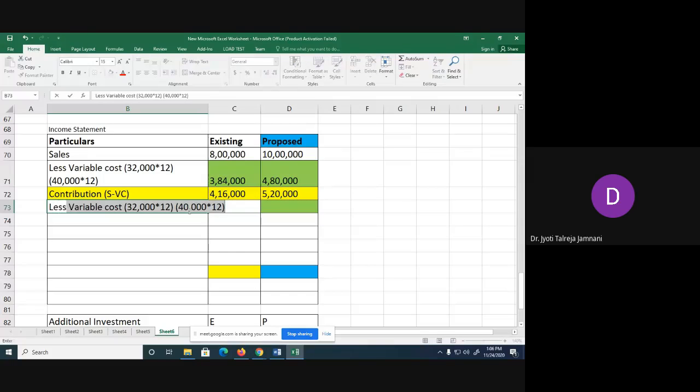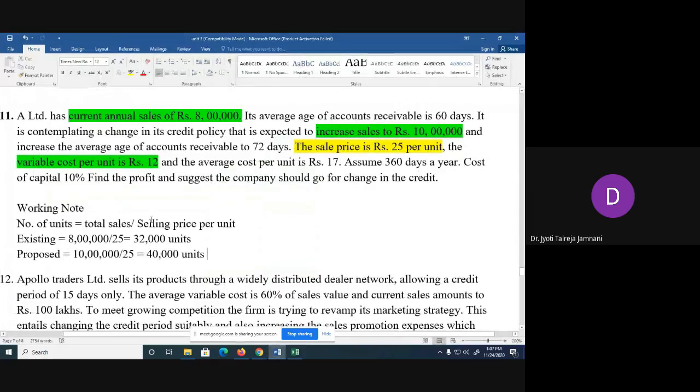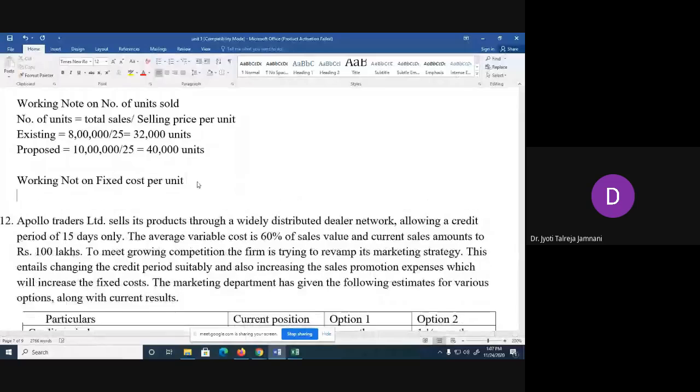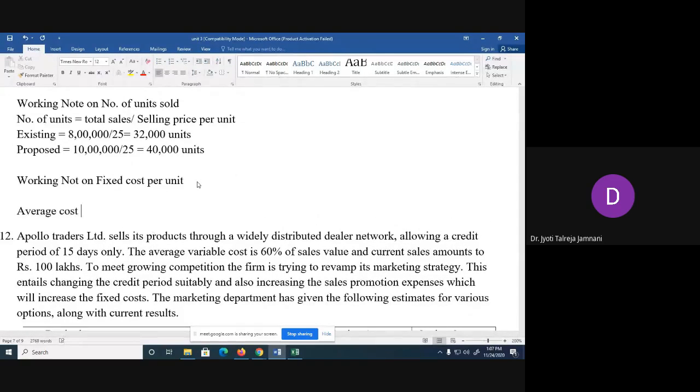From this we'll minus the fixed cost. See here, they have not given you the amount of fixed cost. They have said the average cost per unit is 17. So we need to find the fixed cost. So you can write one more working note on fixed cost per unit. Average cost, which is given as 17 rupees, minus variable cost, which is given as 12 rupees, is equal to fixed cost. So 17 minus 12, it will be 5 rupees. So fixed cost is 5 rupees per unit.